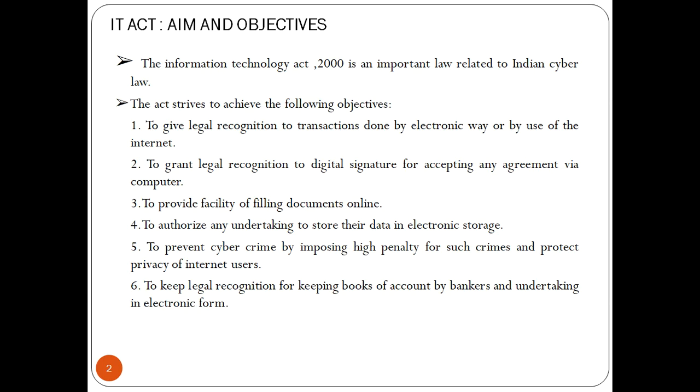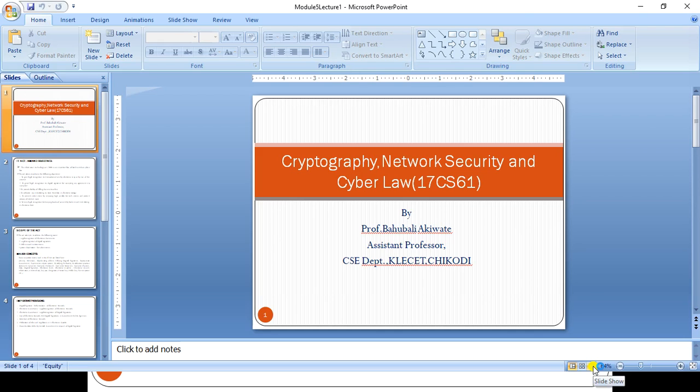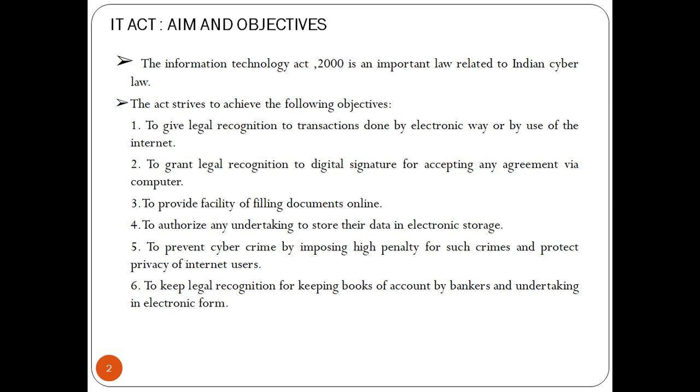Third one, to provide facility of filing documents online, such as filing of income tax returns or corporate returns, etc. Next, fourth one, to authorize any undertaking to store their data in electronic storage. Next one, to prevent cybercrime by imposing high penalty for such crimes and protect the privacy of internet users. Next one, and the last objective is to give legal recognition for keeping books of account by bankers and other undertakings in an electronic manner. So these are the main objectives of an IT Act.